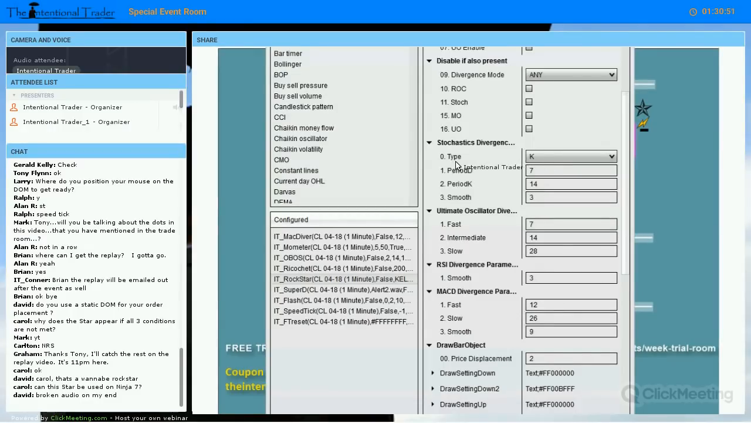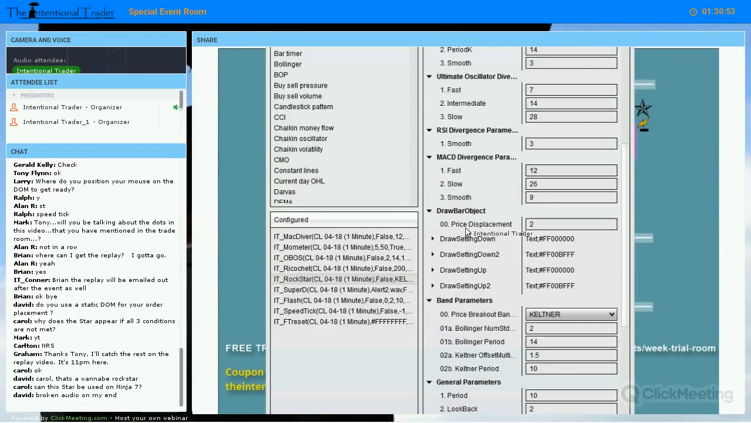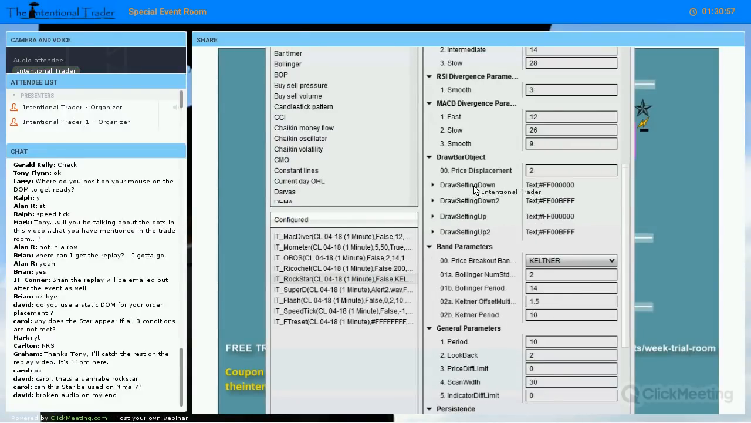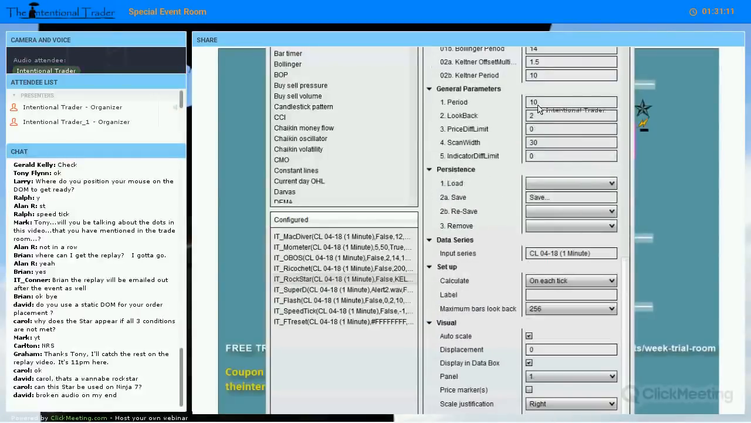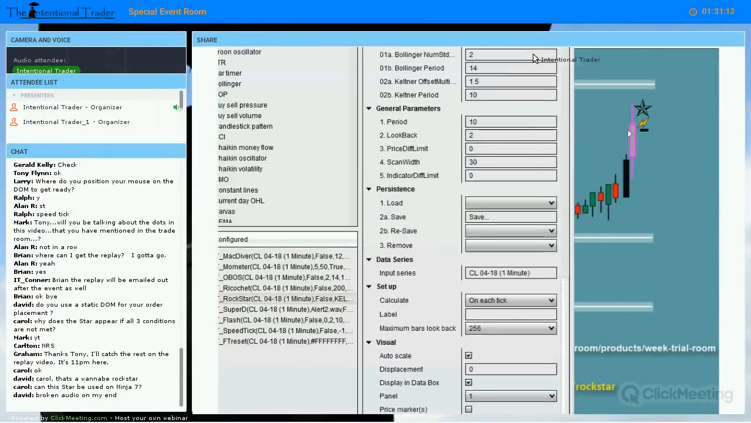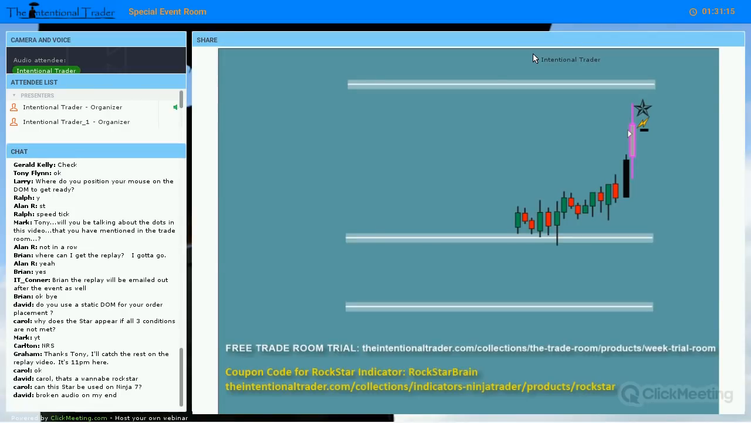So we have all the parameter settings for the oscillators for the divergent signals. We have the draw settings. You can change colors and size of the Rockstar. You can actually change the Rockstar indicator to something else if you want to. And then there are some other settings in here that you don't know about yet because that comes out in the next version.